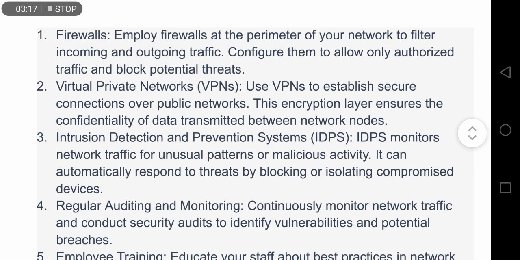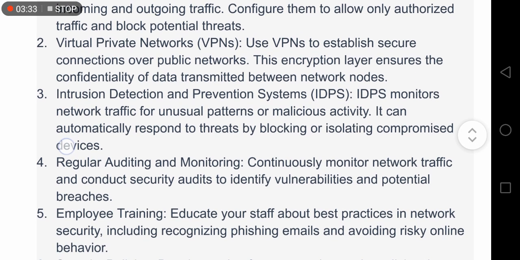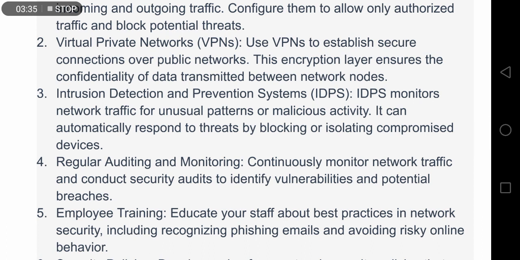Number 1. Firewalls. Employ firewalls at the perimeter of your network to filter incoming and outgoing traffic. Configure them to allow only authorized traffic and block potential threats. Number 2. Virtual Private Network (VPN). Use a VPN to establish a secure connection over public networks. This encryption layer ensures the confidentiality of data transmitted between network nodes.